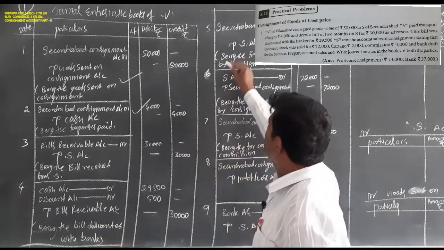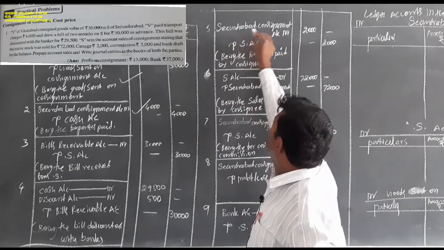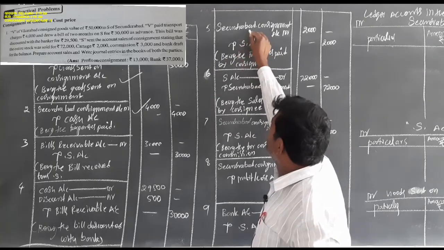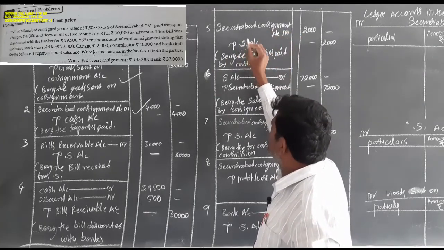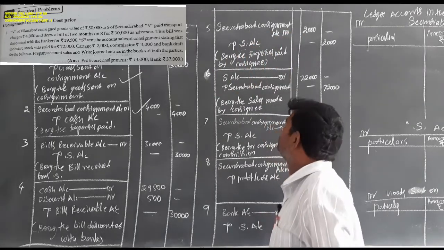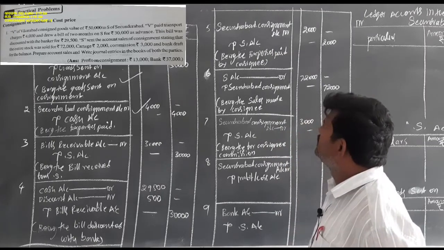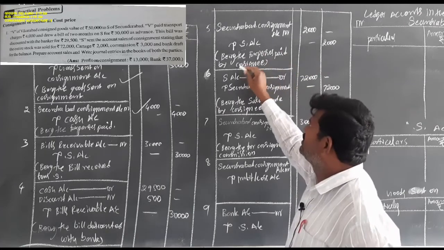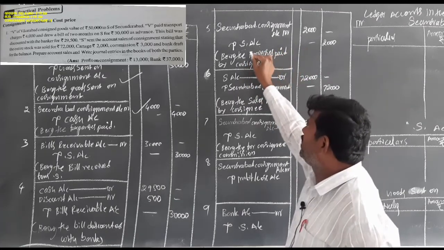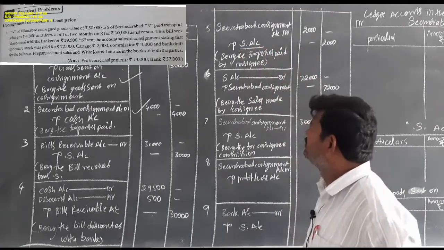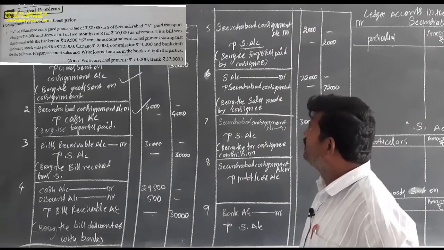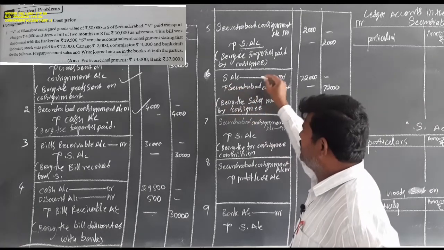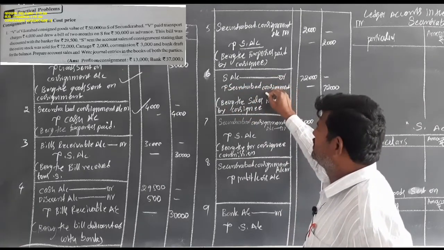Next, fifth transaction, Secunderabad consignment account debit to S account. Secunderabad consignment account debit to S account means consignee account. So the consignee is also paying expenses, 2,000 rupees cartage. So Secunderabad consignment account debit to S account. Next, sixth transaction, it is for sales.